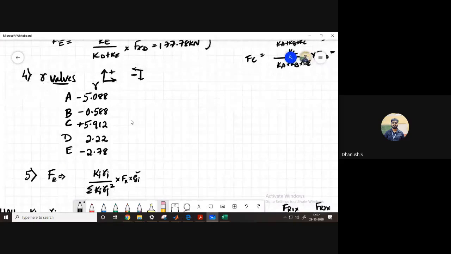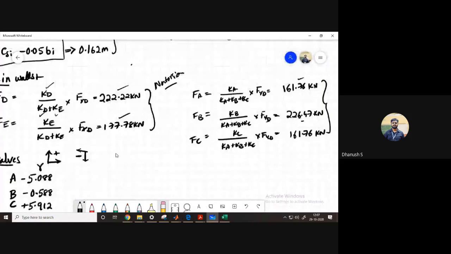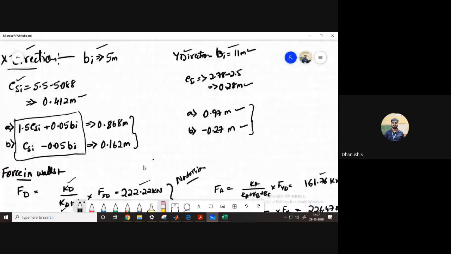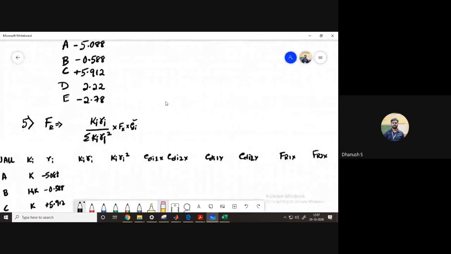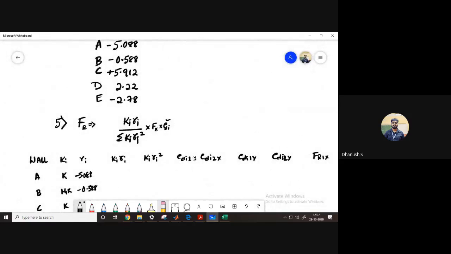Next, you need to find out the force due to the effect of torsion only. Now you need to see the number of design eccentricities we have. How many design eccentricities do we have? 4: 0.868, 0.162, 0.97 and minus 0.27. So we'll have to solve the entire problem basically 4 times using this formula. This formula you will have to remember, it is not in the code book. It is Ki Ri for a particular wall divided by summation of Ki Ri square of all the walls, into the force in that particular direction, into design eccentricity.